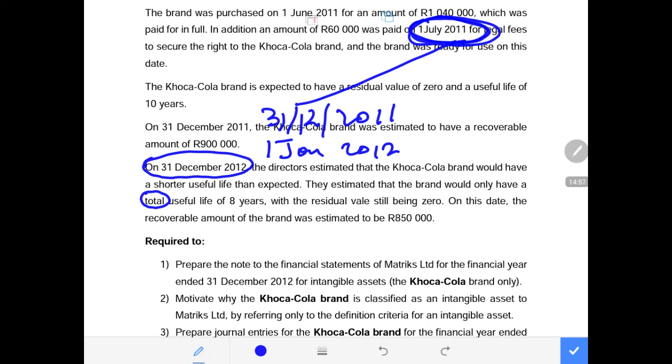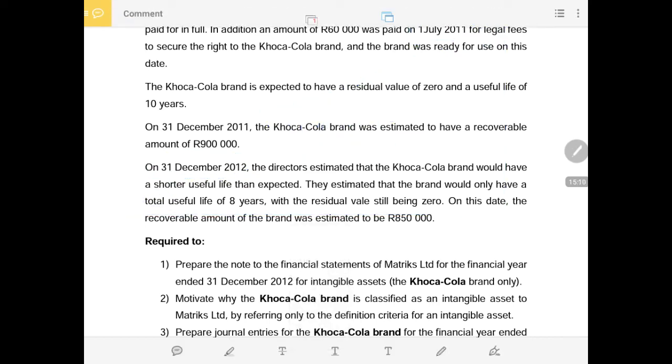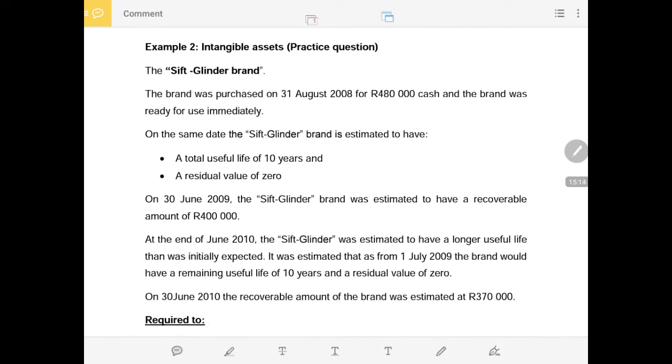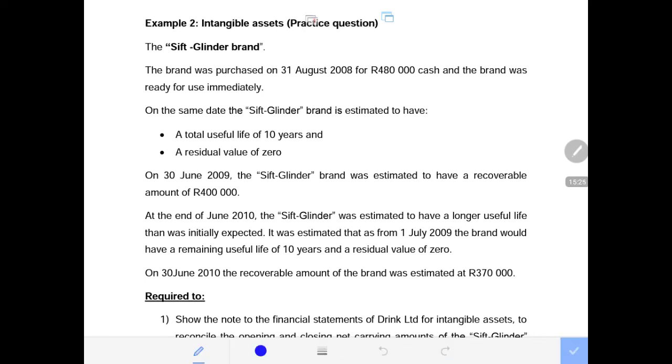So in this case, the date was at the end of the year, and whenever the date is at the end of the year, we must bring it to the beginning of the year, because we assume that this change in estimate must have been the beginning of the year, not necessarily at the end of the year. So I just wanted to link these two questions because there are small differences that need much clarity so that you can go and get your 100% in this test of the intangible assets. Therefore, we continue on that same note.